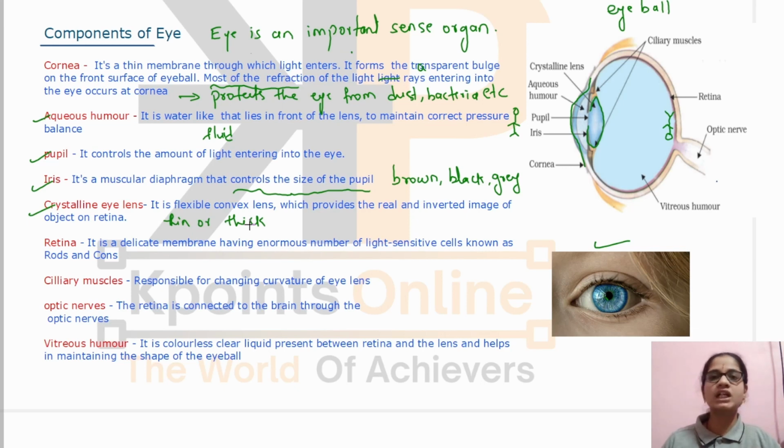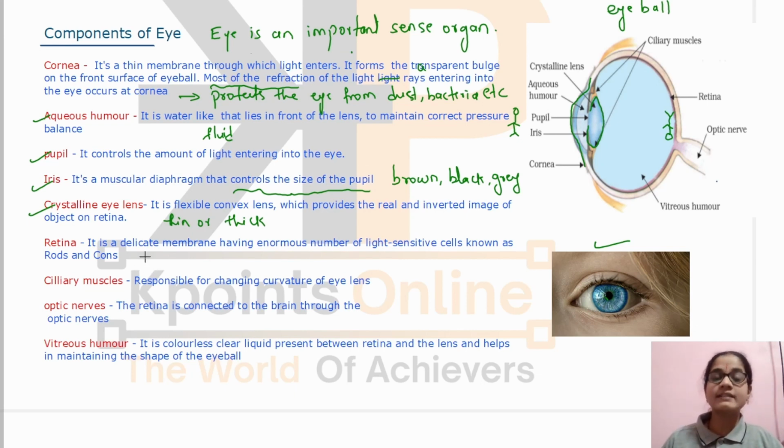And we are able to see the object, whether it is far away from us or nearer to us. So this is the convex lens which is present in our eyes.